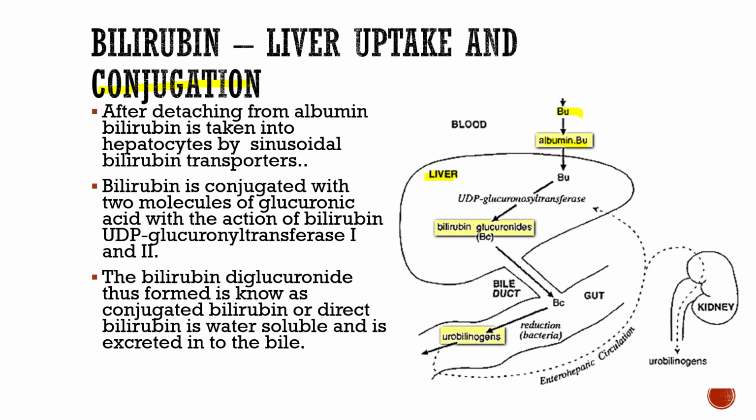After detaching from albumin, the albumin will be removed from bilirubin when it is taken up by the hepatocytes, the liver cells, by the sinusoidal bilirubin transporters. The bilirubin is then conjugated with a molecule known as glucuronic acid. So two molecules of glucuronic acid will conjugate. It will form bilirubin diglucuronide in the presence of an enzyme called bilirubin UDP glucuronyl transferase 1 and 2. So the first conjugation and the second conjugation happen. The bilirubin diglucuronide thus formed is known as conjugated bilirubin.